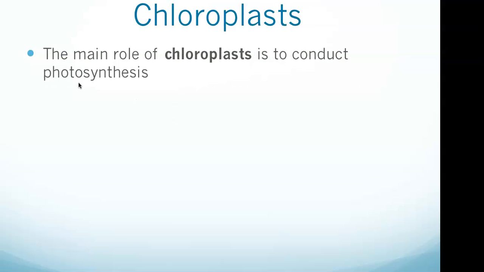The main role of chloroplasts is to conduct photosynthesis, where the photosynthetic pigment chlorophyll captures the energy from sunlight and converts it and stores it in the energy storage molecules of ATP and NADPH while freeing oxygen from water. The mitochondria produce ATP during aerobic respiration.